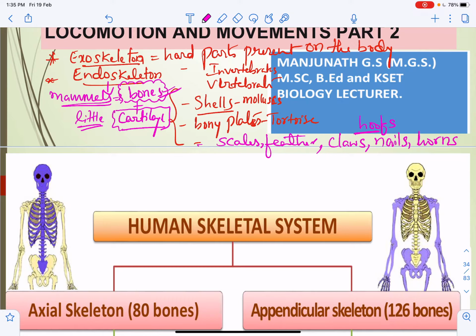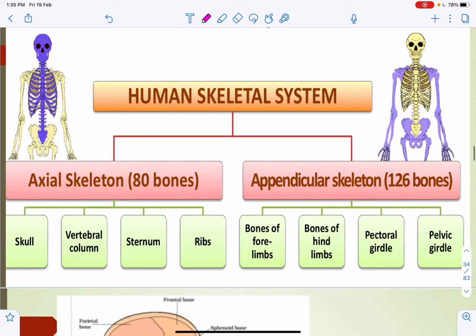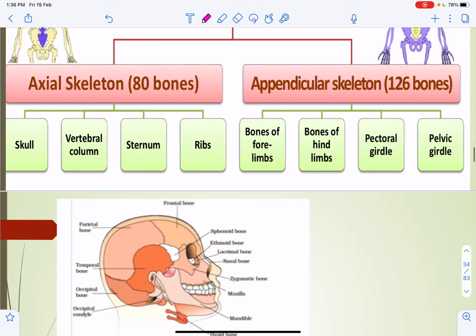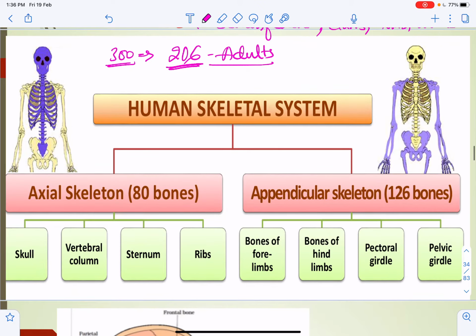Generally in the human, in a newborn baby or young one, there will be around 300 bones, and these keep on fusing to form around 206 bones in adults. These 206 bones are categorized into the axial skeleton and the appendicular skeleton.